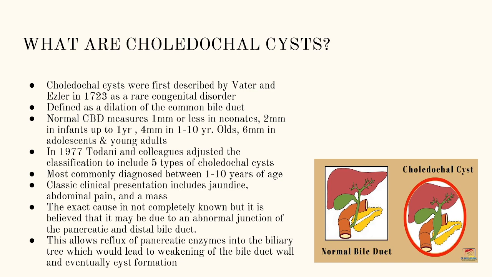They are most commonly diagnosed between the ages of 1 to 10, and they have a classical presentation which includes 3 things: jaundice, abdominal pain, and a right upper quadrant mass. The exact cause is not completely known, but it is believed that it may be due to an abnormal junction of the pancreatic duct and distal bile duct. This would allow reflux of pancreatic enzymes into the biliary tree, which would then lead to weakening of the bile duct wall, and eventually a cyst would form.